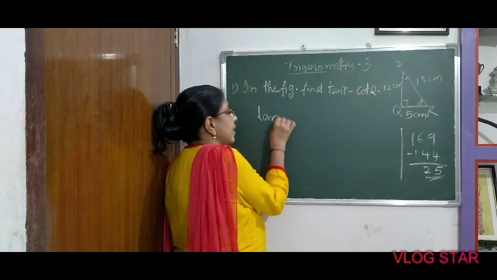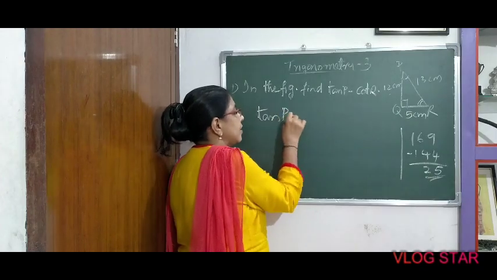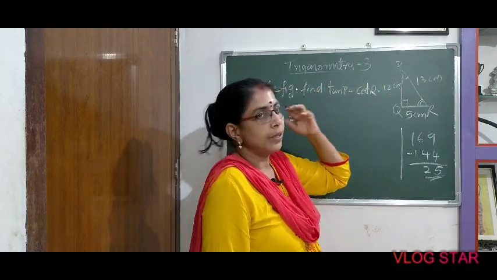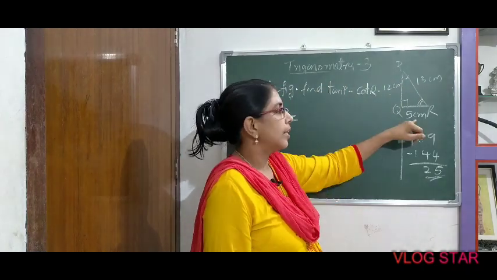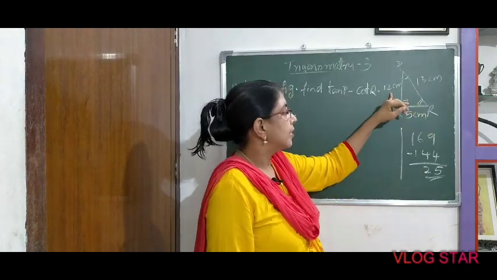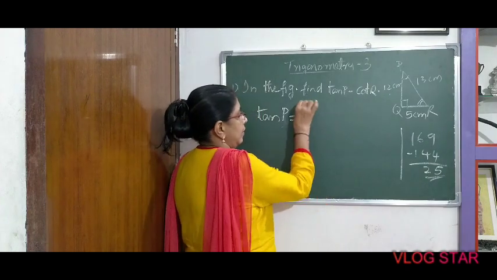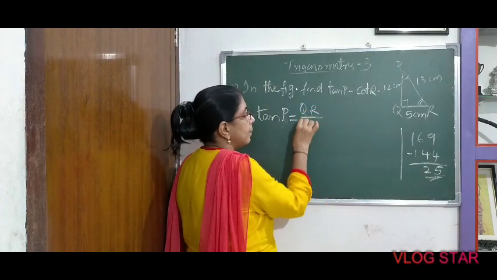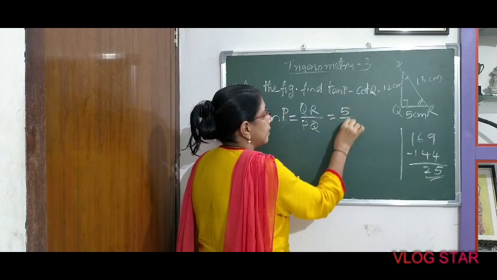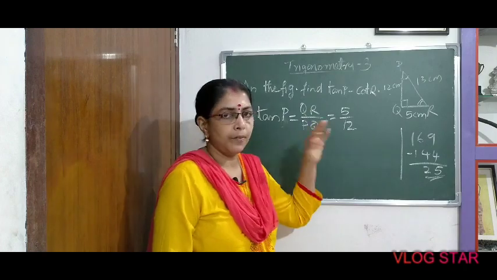According to this figure, tan P is equal to tan of this acute angle. We know that tan of an angle ratio is equal to opposite side upon adjacent side. That is opposite side of angle P upon adjacent side of angle P. That is QR upon PQ. Tan P is equal to QR upon PQ is equal to 5 upon 12. Therefore, we get tan P is equal to 5 upon 12.